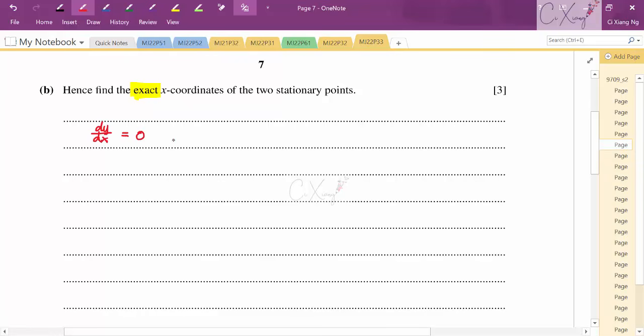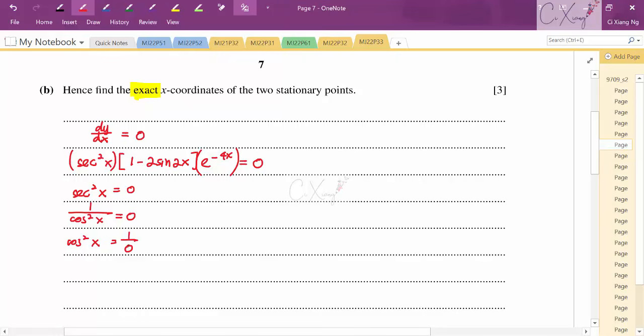Okay, so what is our dy dx just now? We already got it in part A, where our dy dx should be secant square x, then 1 minus 2 sine 2x, e negative 4x, and it is equal to 0. If we try to solve this equation, basically there are three parts of the brackets. The first part is secant square x equals to 0. If you continue to solve it, you have cos square x equals 1 over 0, where there's a math error, and this is the part that we should ignore.